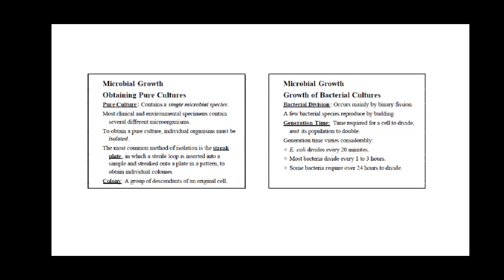In previous lectures, we were discussing microbial growth, and under that topic we discussed the physical requirements for microbial growth, like pH, temperature, and osmotic pressure. We also discussed the different chemical requirements for microbial growth, including carbon source, nitrogen source, sulfur, and phosphorus.